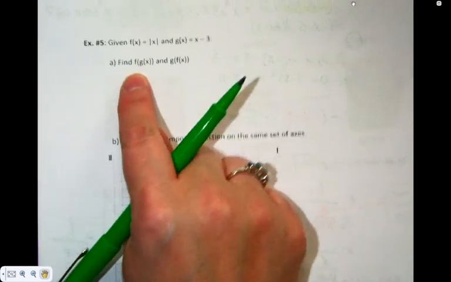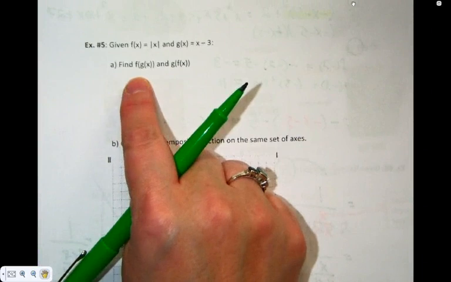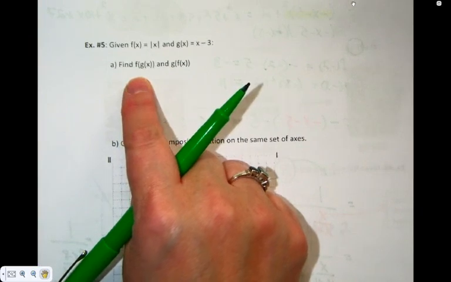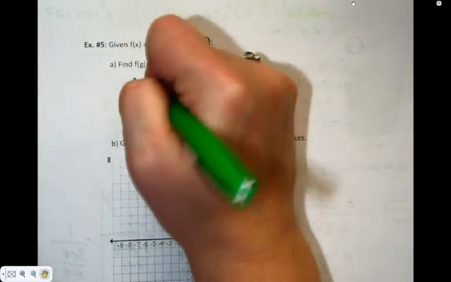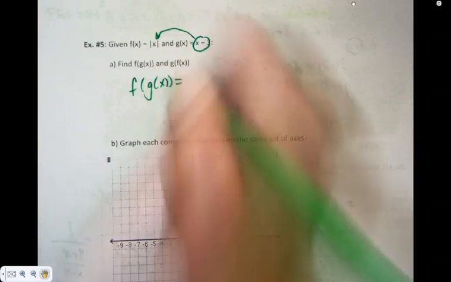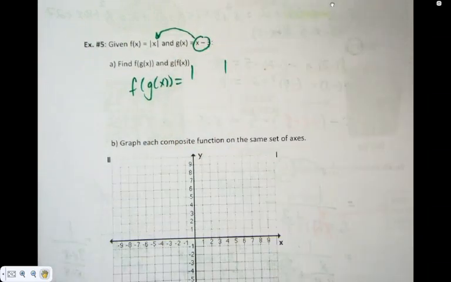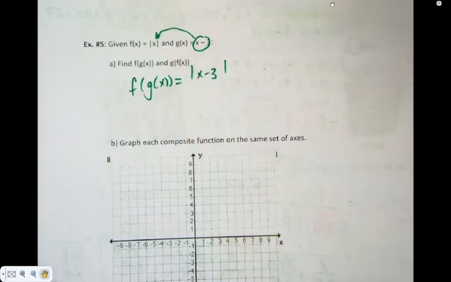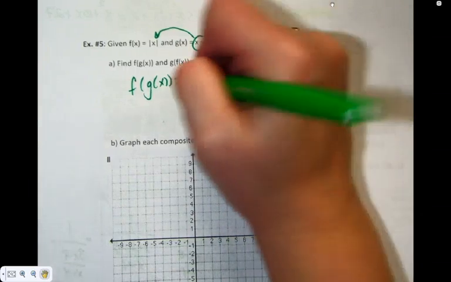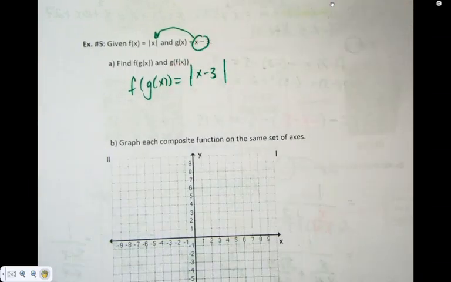What does that mean? Take g and put it into f. So g is going into f. So I'm still going to have that absolute value notation. It just means x is coming out, and what's going in its place? x minus 3. Can we simplify that in any way? Can I get rid of that absolute value? Nope, just stays the way it is.